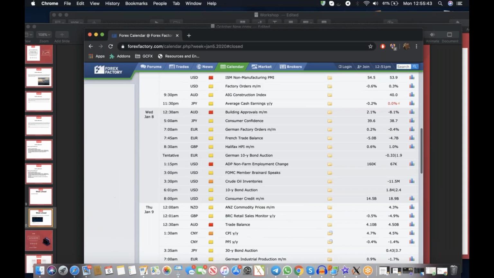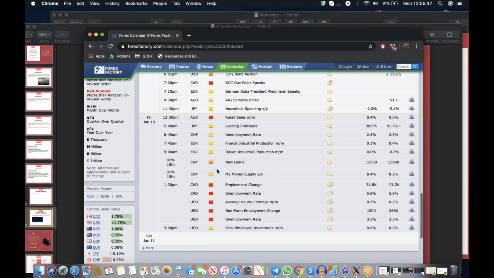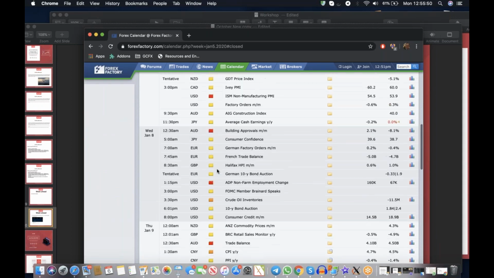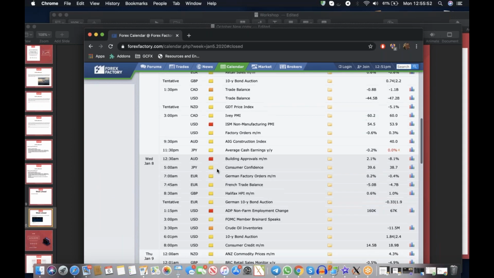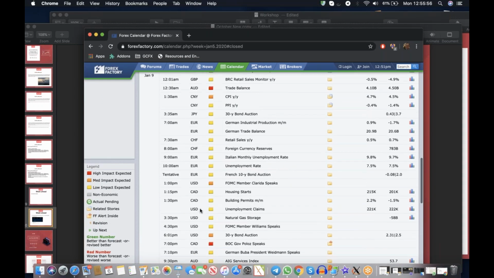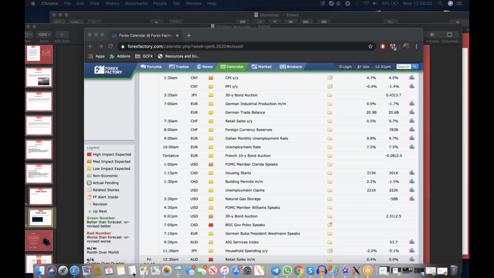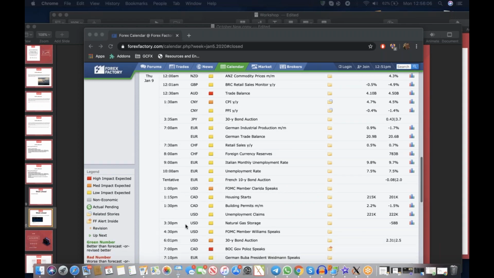So that's a look at the US dollar outlook as well as the Canadian dollar. Now let's look at CAD in a little bit of detail. Always be aware of central banker speeches. We've got Bank of Canada Governor Poloz speaking at 7 p.m. GMT time on Thursday, January the 9th. Okay, so that is one to look out for.